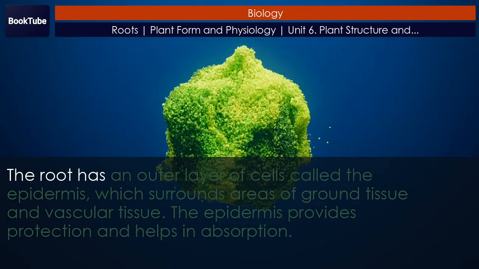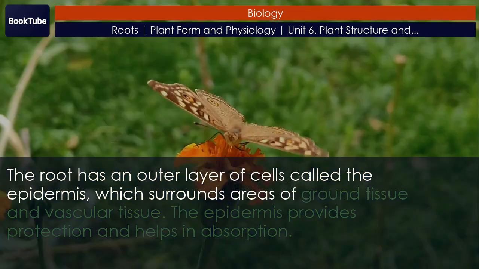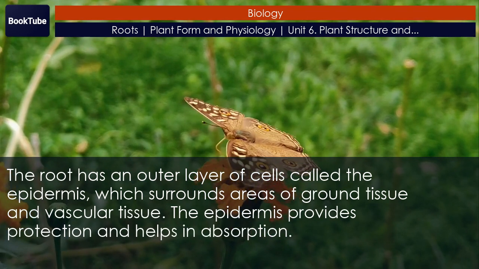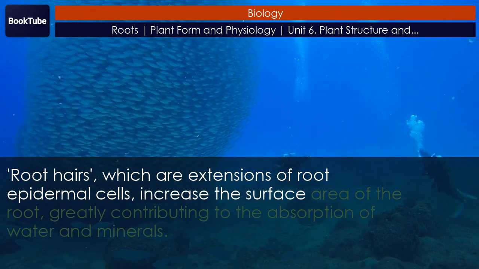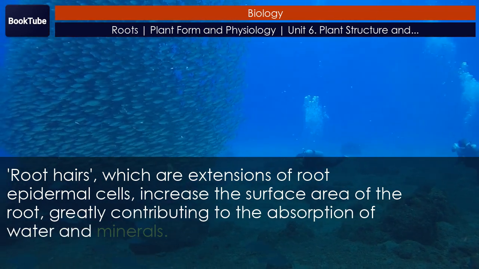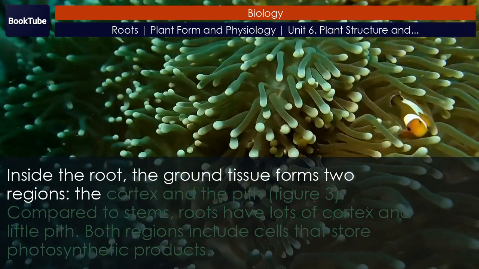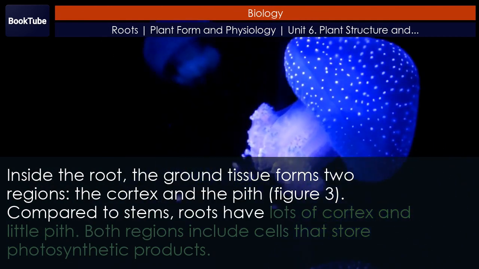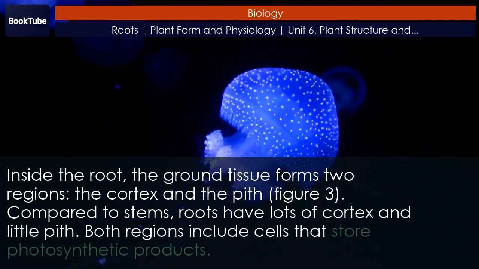The root has an outer layer of cells called the epidermis, which surrounds areas of ground tissue and vascular tissue. The epidermis provides protection and helps in absorption. Root hairs, which are extensions of root epidermal cells, increase the surface area of the root, greatly contributing to the absorption of water and minerals. Inside the root, the ground tissue forms two regions: the cortex and the pith. Figure 3. Compared to stems, roots have lots of cortex and little pith. Both regions include cells that store photosynthetic products.